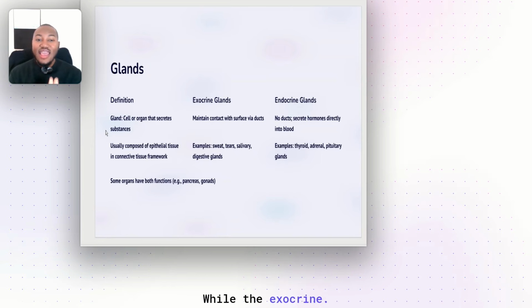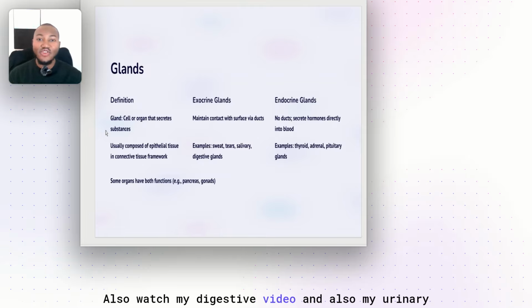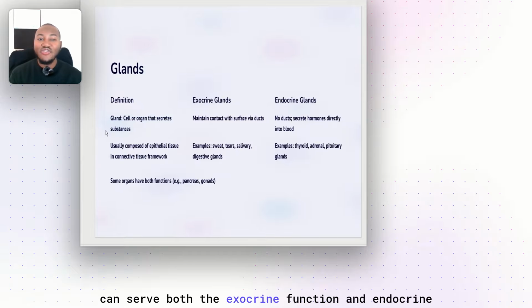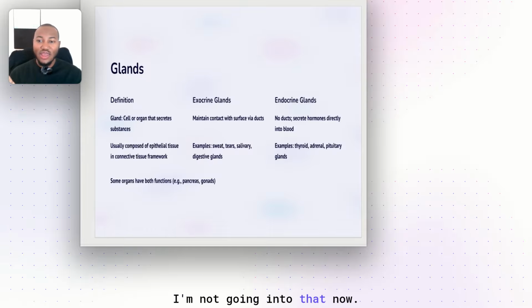All right. While the exocrine, you talk about the sweat glands, the tears, the salivary, the digestive. Also watch my digestive video and also my urinary video. Very important for your exams, very important for your board. Though there are some glands that can serve both the exocrine and endocrine function. I'm not going into that now.